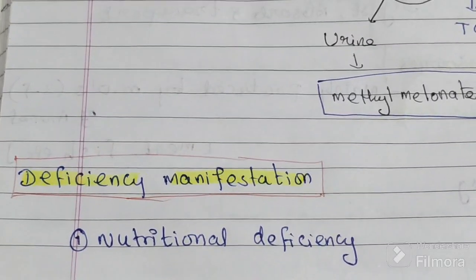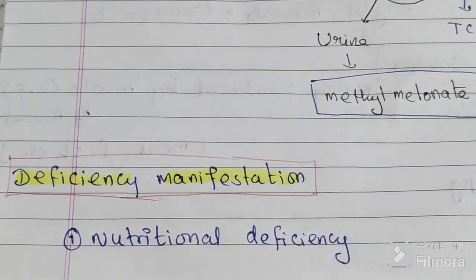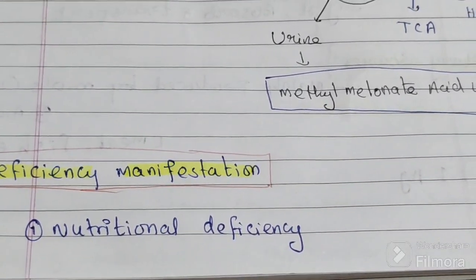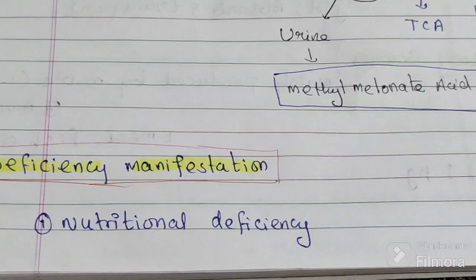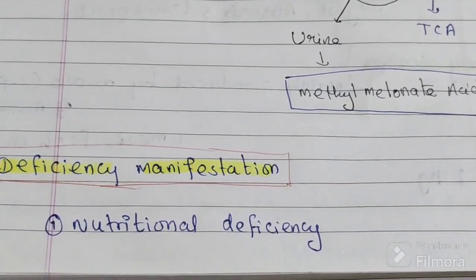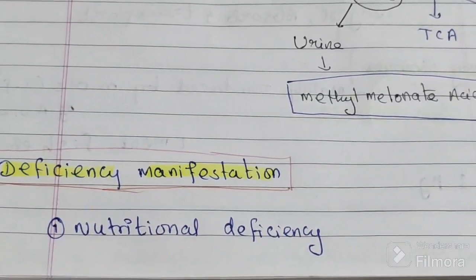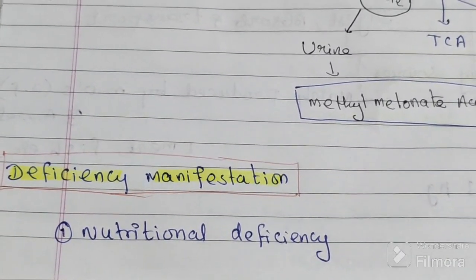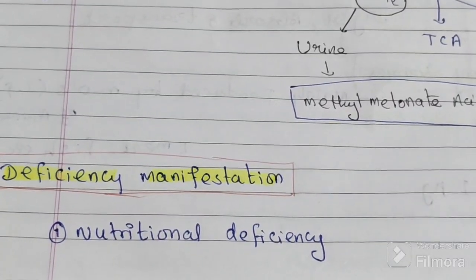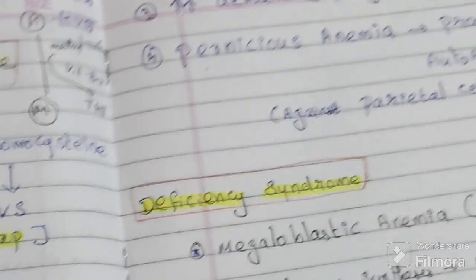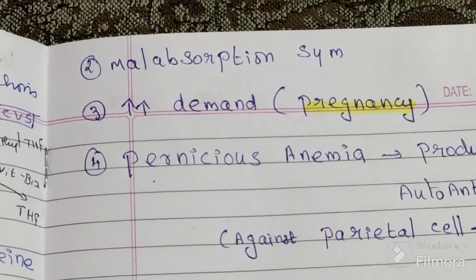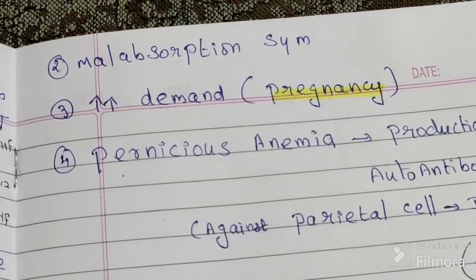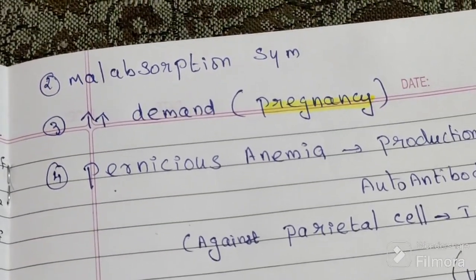Coming to the deficiency manifestations, first the causes of deficiency. The first important cause of vitamin B12 deficiency is a vegetarian diet. A person on a strict vegetarian diet has deficiency of vitamin B12. The second is malabsorption syndrome. The third is increased demand, as in pregnancy, where there is increased demand for vitamin B12.